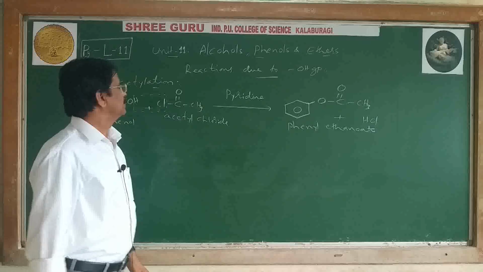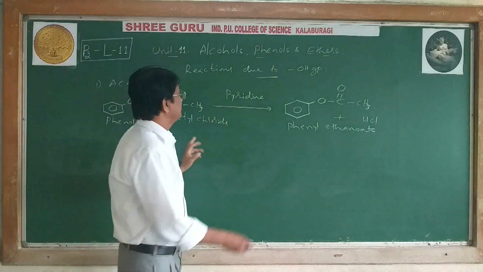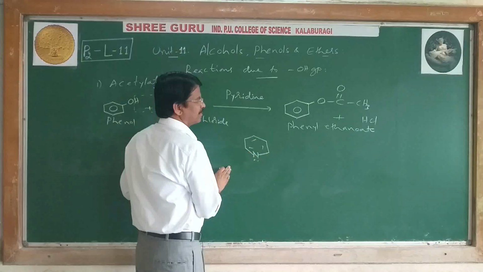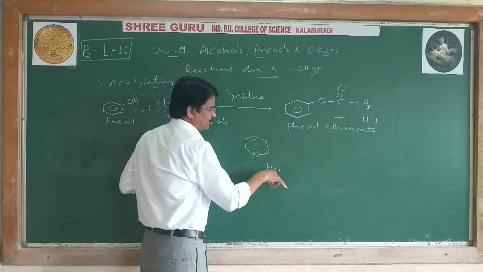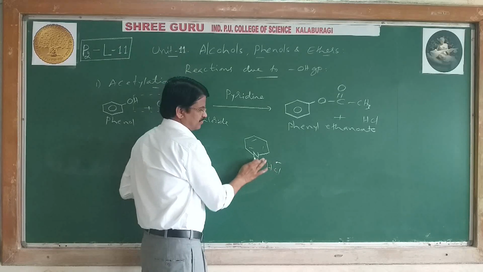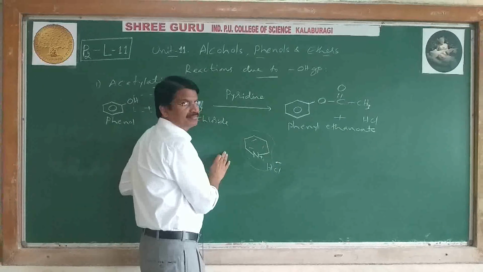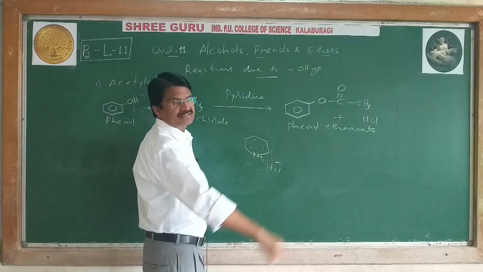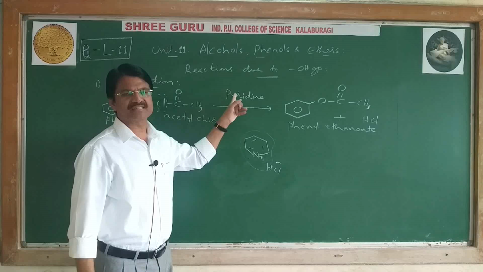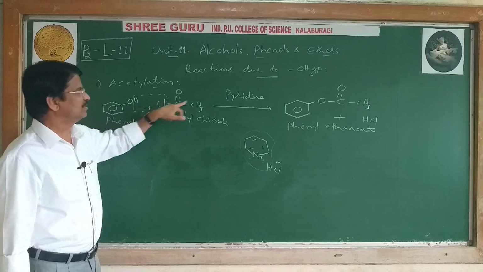Now, the use of pyridine. I told you in the previous class, pyridine is a catalyst having a lone pair, and it can combine with HCl, which is formed in the reaction. The electron pair adds to H+, and then we get pyridinium chloride or pyridine hydrochloride. By forming a salt, that HCl can be removed. Therefore, it acts as a catalyst. The catalyst used in acetylation of phenol using acetyl chloride is pyridine.